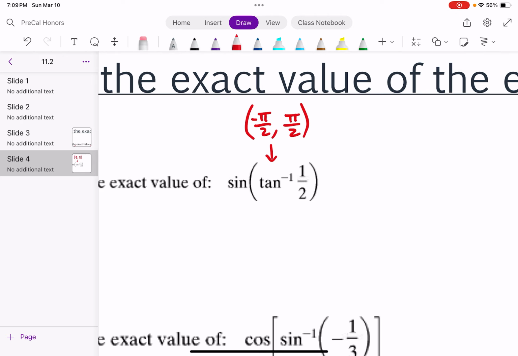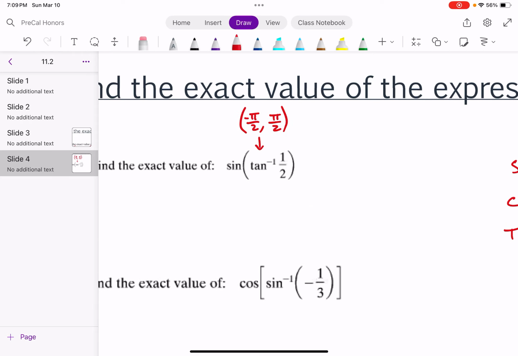So, first thing would be, let's go ahead and graph out where this would fall. So the inverse tangent is 1/2, which means this would be our sine over cosine. So 2 to the right and up 1. In this case, we are going to be in quadrant 1. So our cosine would be 2. Our sine would be 1.